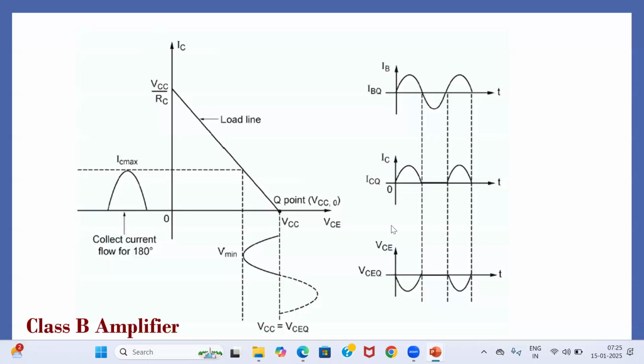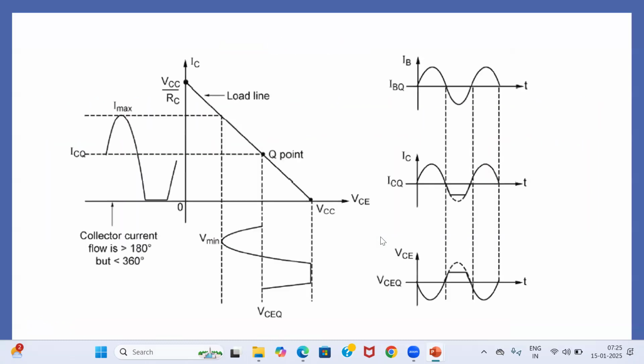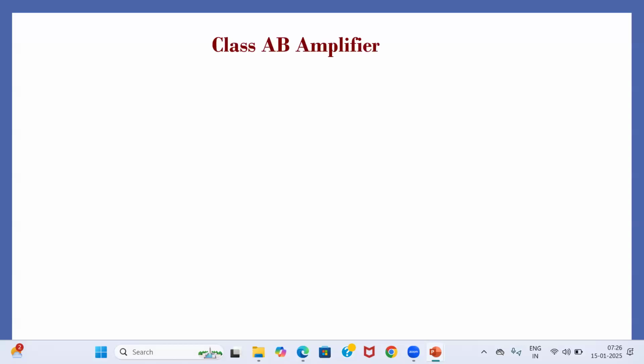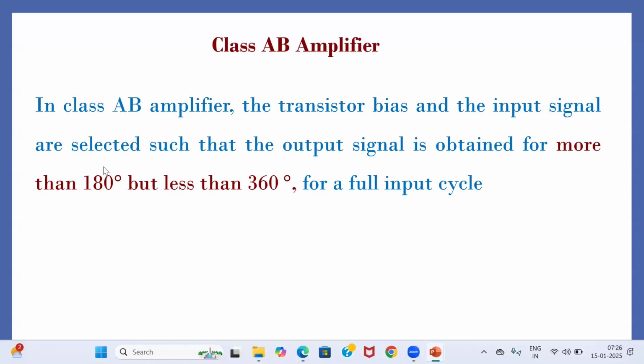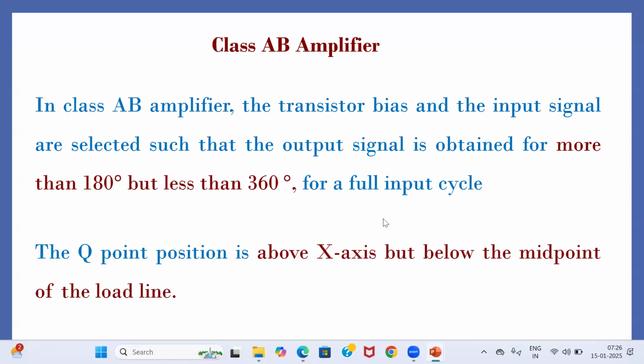Next is the class AB amplifier. In this class AB amplifier, the output is not achieved for the full cycle. The collector current flows for more than 180 degrees and less than 360 degrees. The Q point lies between the midpoint and the x-axis, slightly lower than the midpoint. Because of this, you achieve the output signal for more than 180 degrees but less than 360 degrees of a full input cycle.